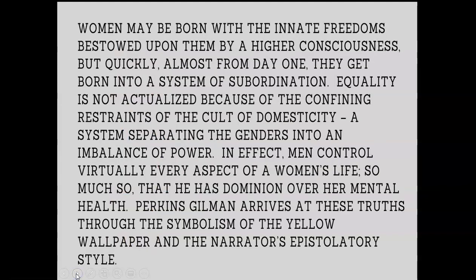What is the authorial intent, and how does the author construct meaning? So here's the first one. And the first 3 sentences, the student's going to focus on the authorial intent. And in the 4th sentence, they're going to focus on the construction of meaning. So the context and background comes up top, thesis comes at the bottom. So this is going to be a classic inverted model. Women may be born with the innate freedoms bestowed upon them by a higher consciousness, but quickly, almost from day one, they get born into a system of subordination. And that's like the main thrust of the story, right? It's the main idea. So start with there.